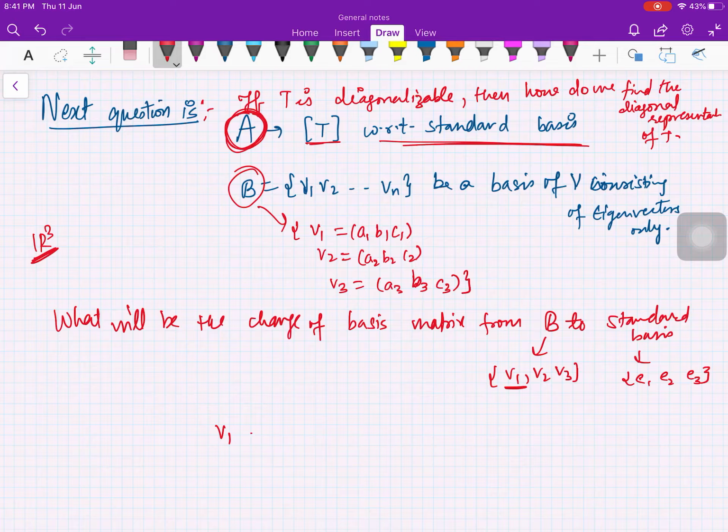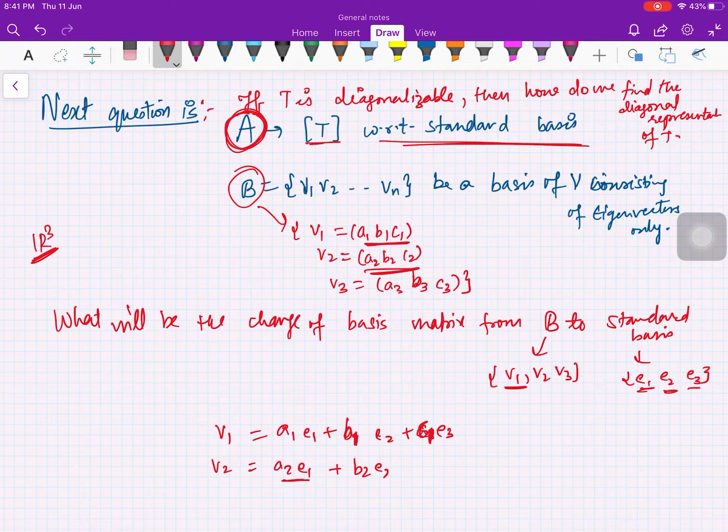Then you can clearly see that you have to write V1 as a linear combination of this. So this is A1 E1 plus A2 E2 plus A3 E3, and then V2 is B1 E1 plus B2 E2 plus B3 E3, where you have C1 as the first element. Then the second element you can write as A2 E1 plus B2 E2 plus C2 E3, and then the third element you can write as A3 E1 plus B3 E2 plus C3 E3.